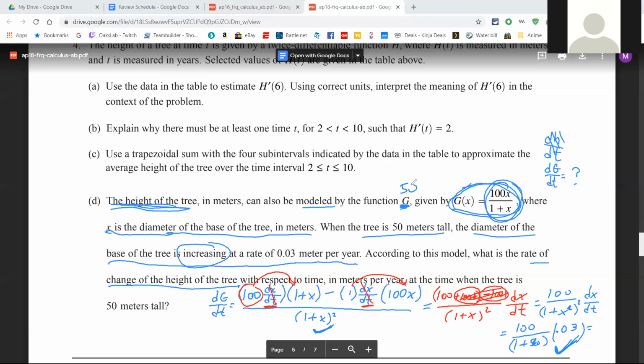Remember, height is multiplied by the G. So G is 50. That's what they gave me here. Now, X is the diameter of the base of the tree. So that is what I need. So 50 is not actually X. 50 is for G. So how do I figure X?